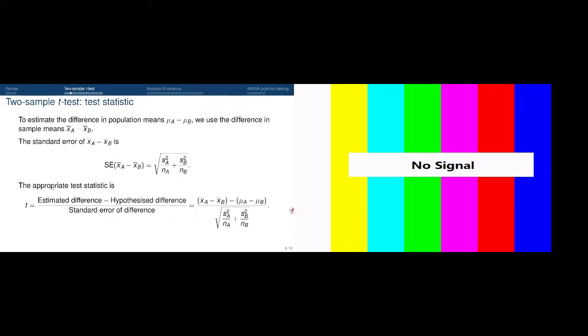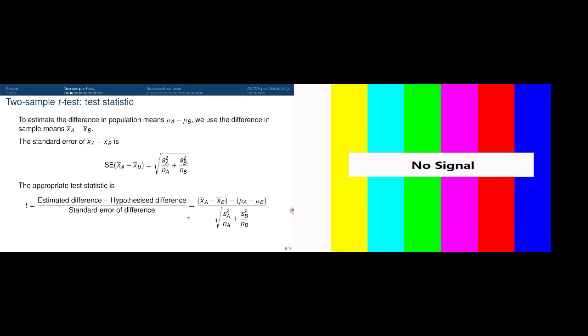All right, so the next step in the hypothesis test is to calculate our test statistic. And what does our test statistic represent? It represents how different the data is to what we would have expected to observe if the null hypothesis was true. And again, just like the previous test statistics we've looked at, it's structured in the same way. We have our estimated difference, or what we've actually observed, our observed difference, minus what we hypothesized the difference to be, and then divided by the standard error of the difference.